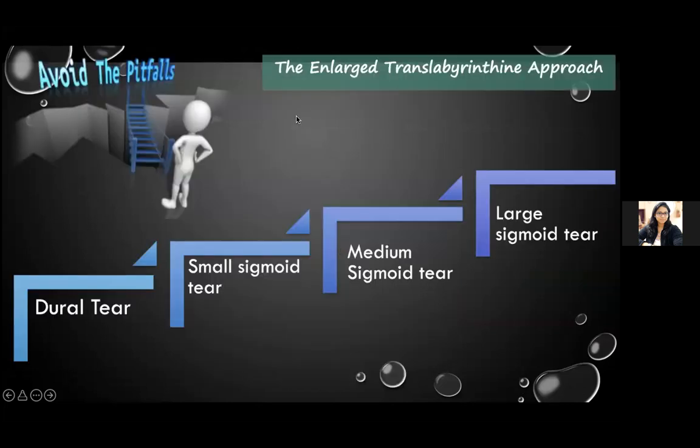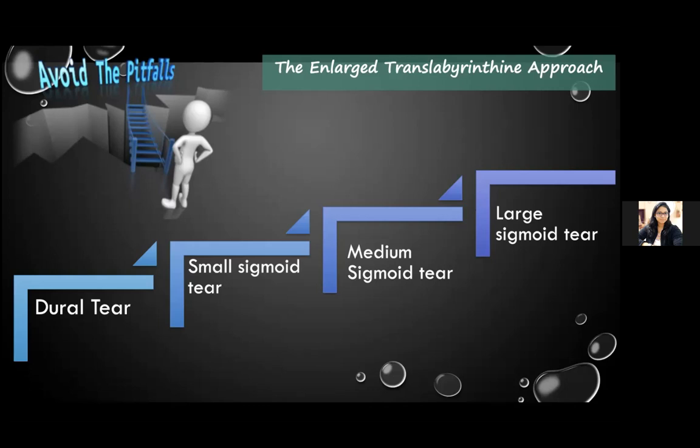Now, another small tip which we have to keep in mind while using this approach is the dural tear. So when you are proceeding with drilling, if at all a dural tear happens, it is said that you can use the aluminum paper which comes along with the suture. You can cut a small portion of the aluminum foil, place it over the dura, and proceed with the surgery. Now, what if it's a small sigmoid tear?